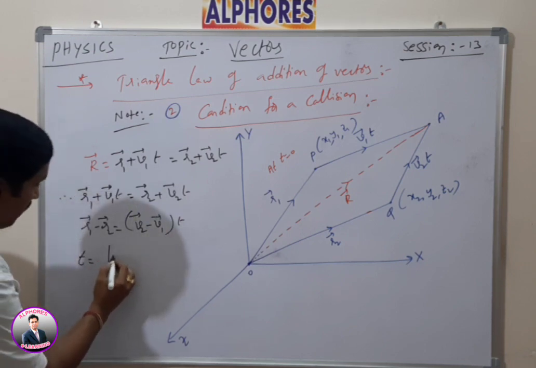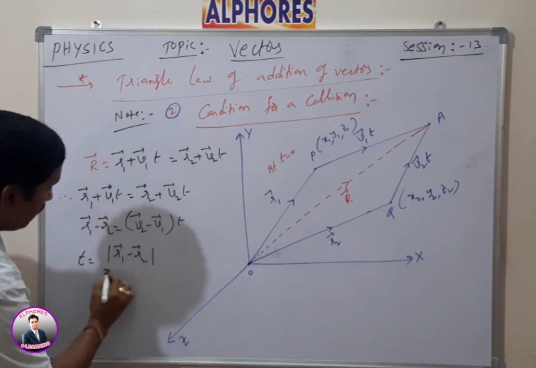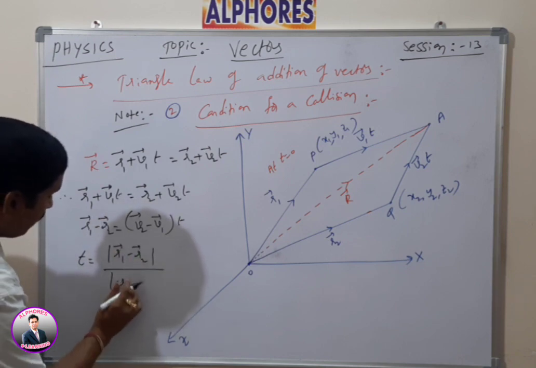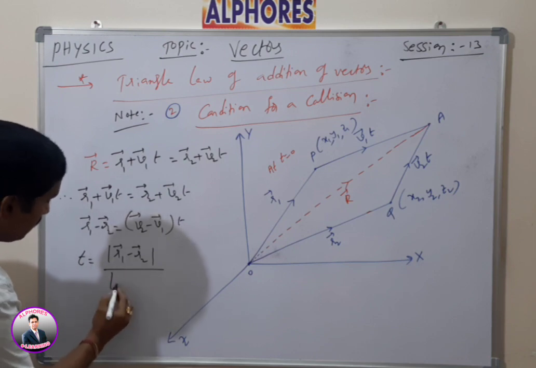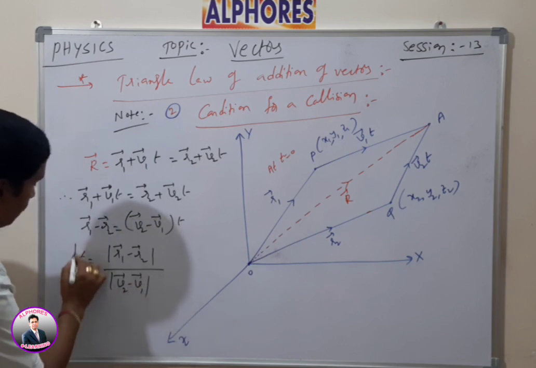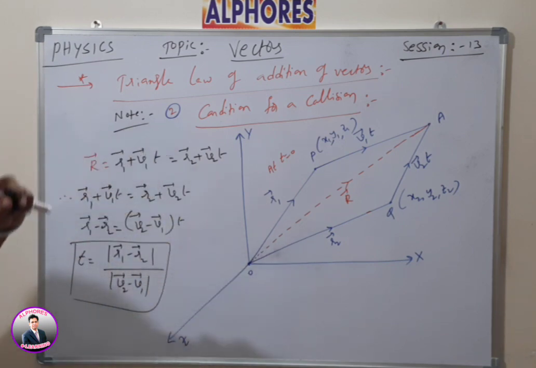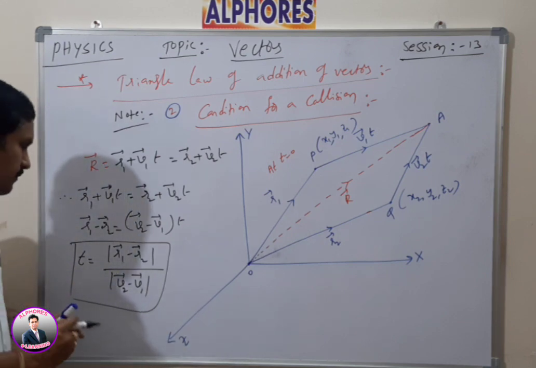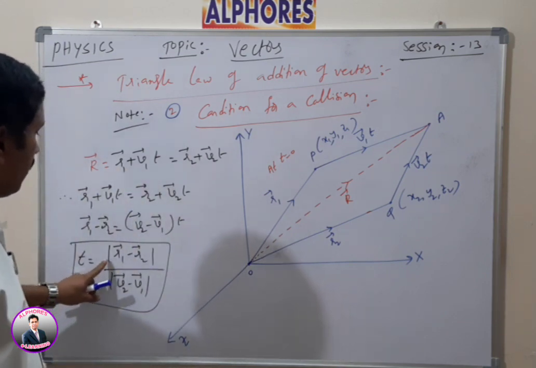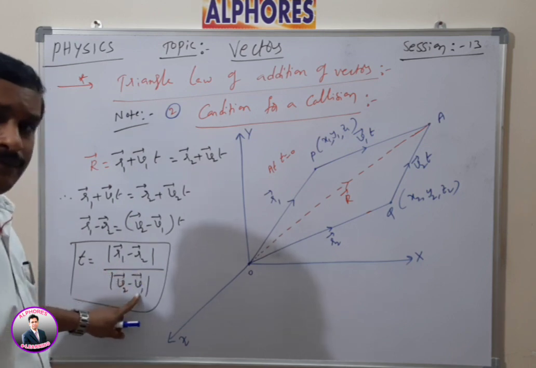Here I am taking the modulus of r1 bar minus r2 bar by the modulus of v2 bar minus v1 bar. I will explain why I am taking the modulus. So this is the time taken by the two particles to meet at a particular point A. So t is equal to the magnitude of r1 bar minus r2 bar by the magnitude of v2 bar minus v1 bar.